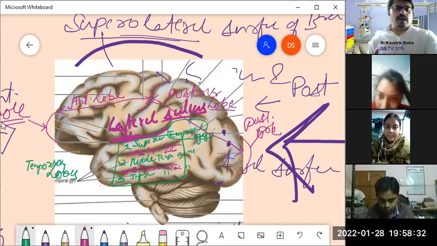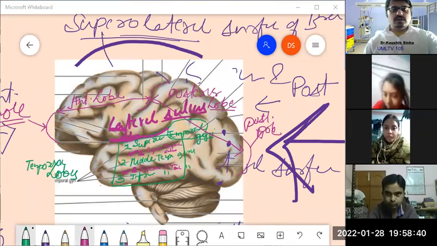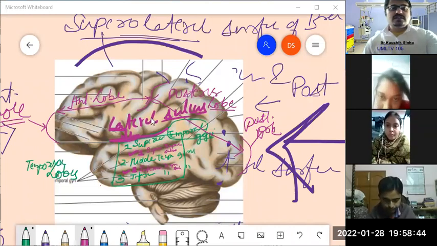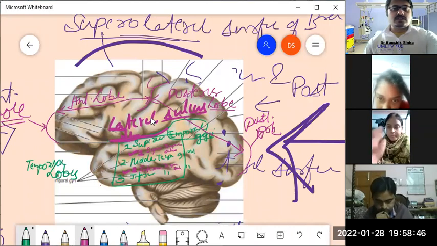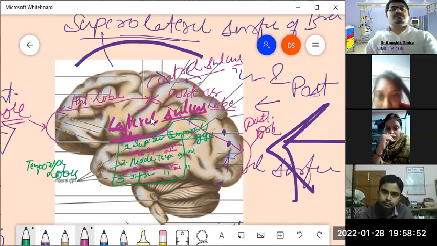In between the anterior lobe and the posterior lobe, one of the deepest sulci is present, and since it is present centrally, it is named the central sulcus. So this is the central sulcus.